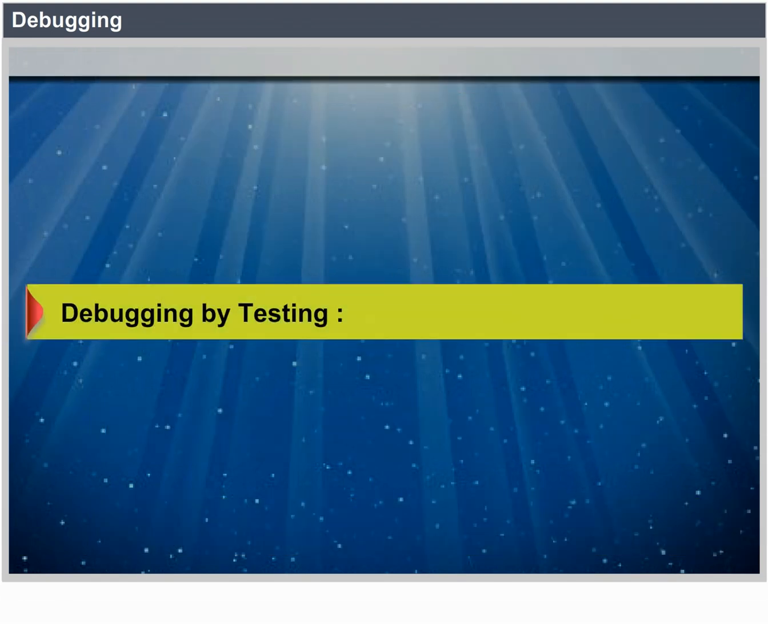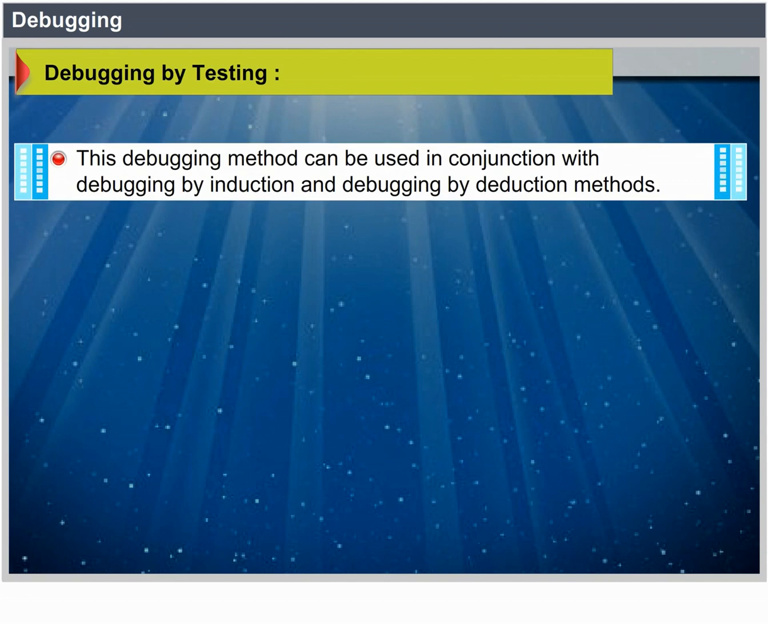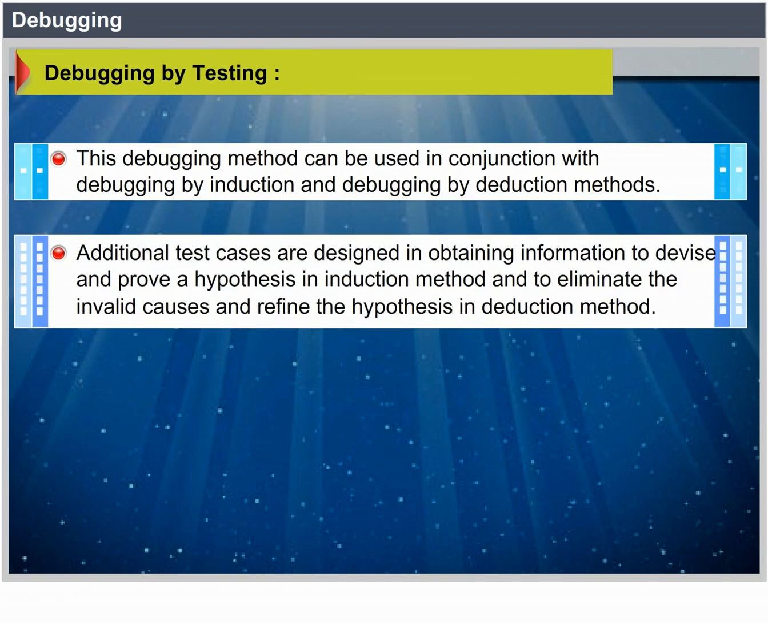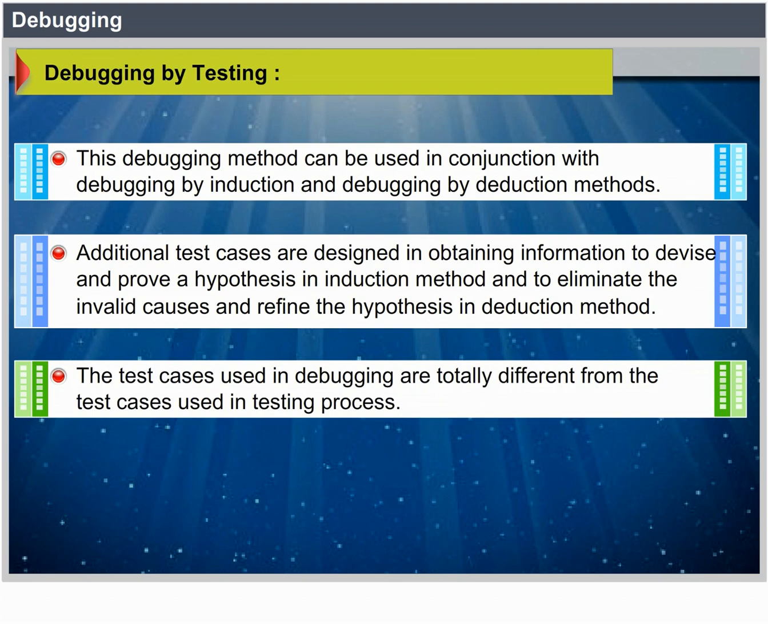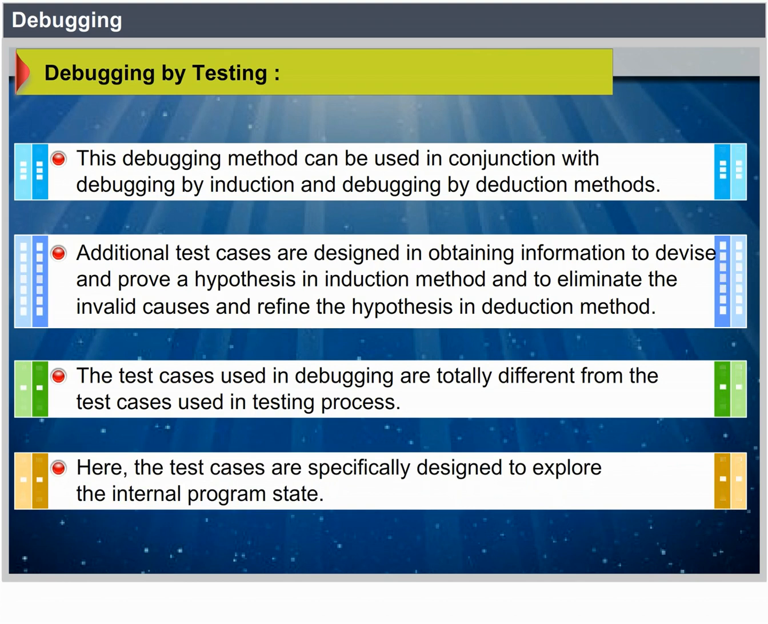Debugging by testing. This debugging method can be used in conjunction with debugging by induction and debugging by deduction methods. Additional test cases are designed that help in obtaining information to devise and prove a hypothesis in induction method and to eliminate the invalid cases and refine the hypothesis in deduction method. Note that the test cases used in debugging are different from the test cases used in testing process. Here, the test cases are specifically designed to explore the internal program state.